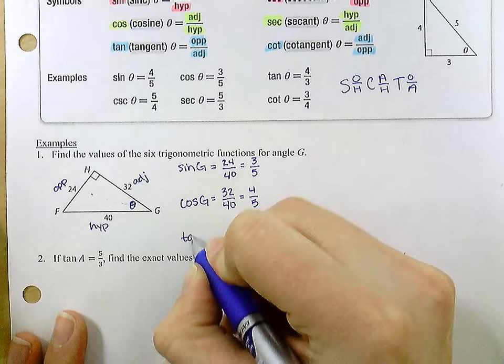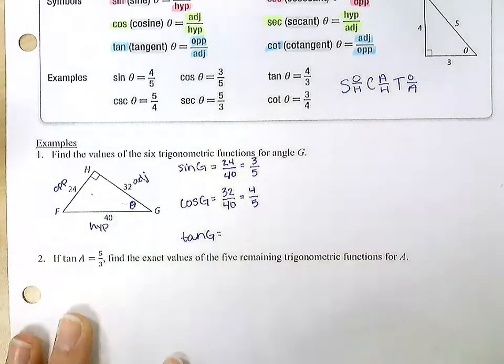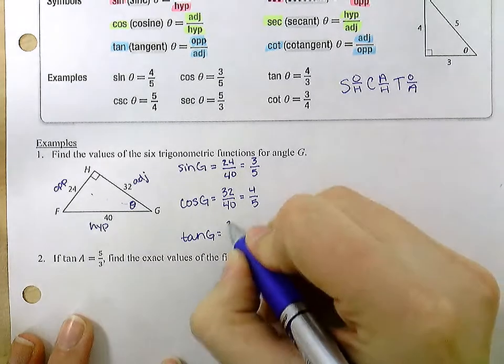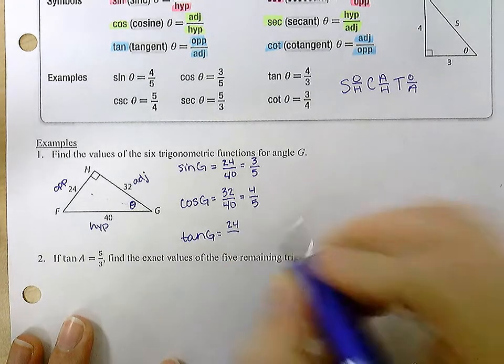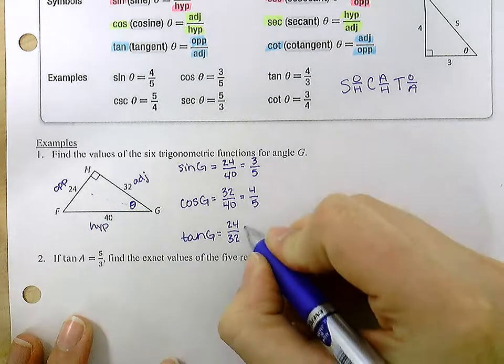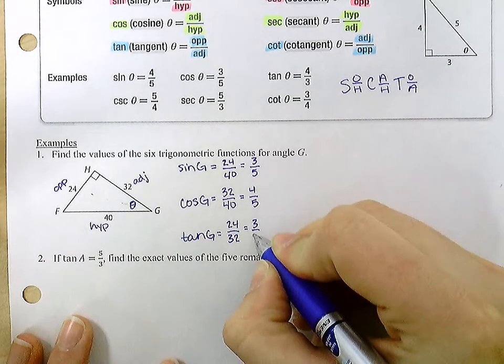Then we have tangent of G. Tangent is opposite over adjacent. So our opposite side is 24 over our adjacent side, 32. And that is 3/4.